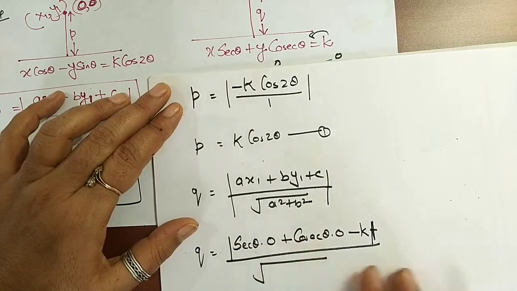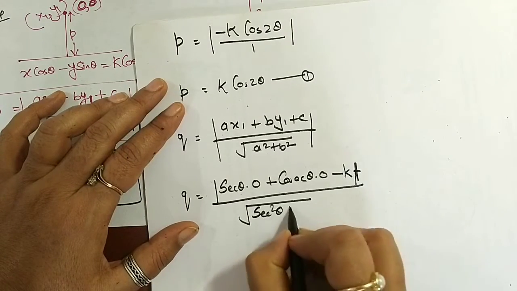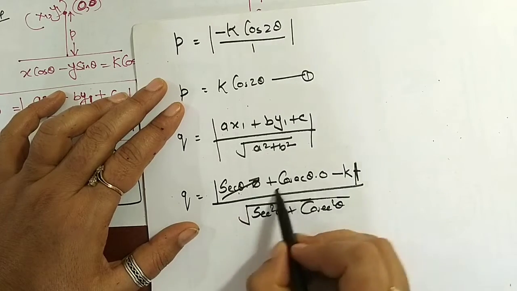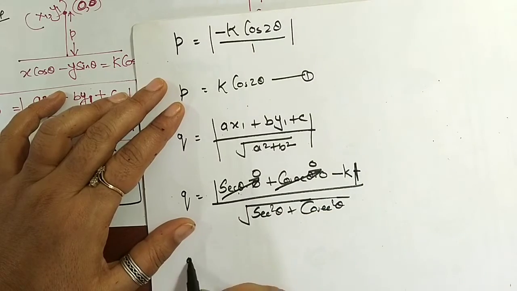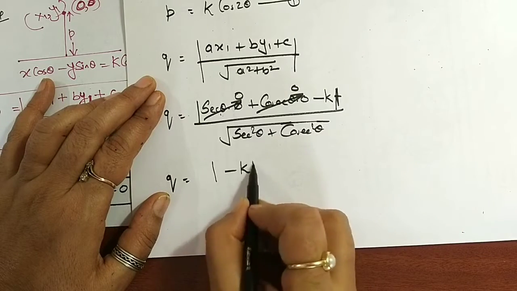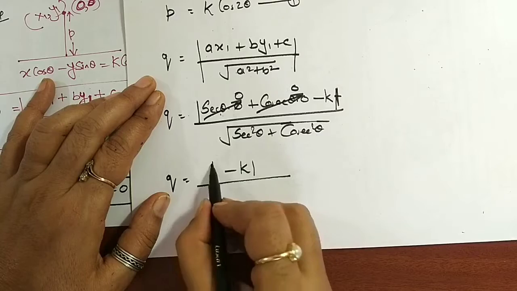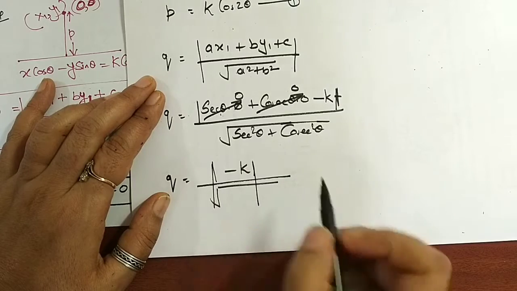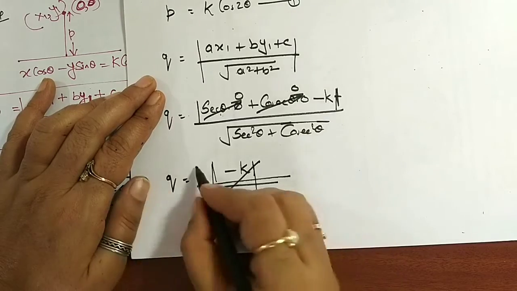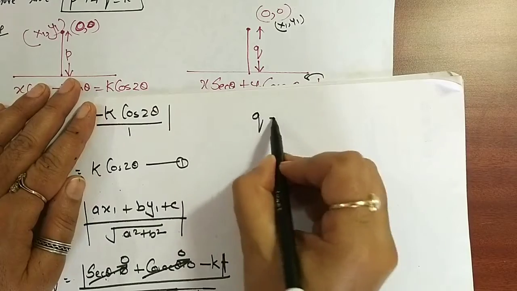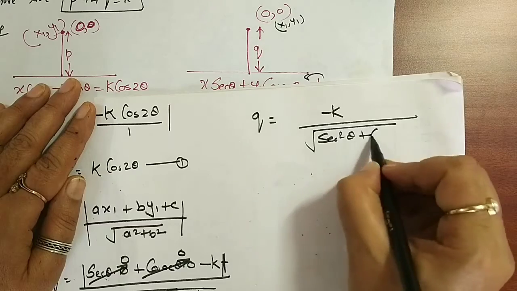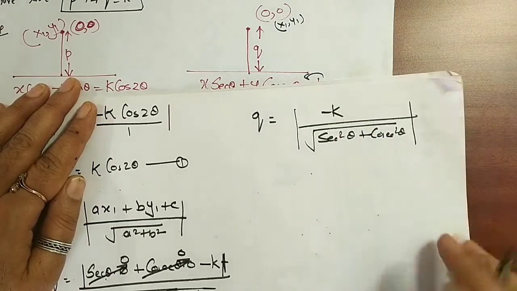What are a and b? These. So it will be sec square theta plus cosec square theta. Now see, this became 0, this became 0, this is gone. So q became mod of minus k by, this mod is whole actually, under root of sec square theta plus cosec square theta. I should have written it like this. So q is equal to minus k under root of sec square theta plus cosec square theta, in mod.